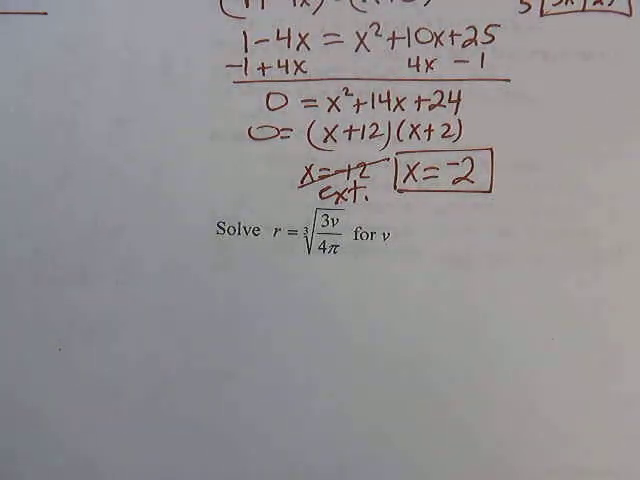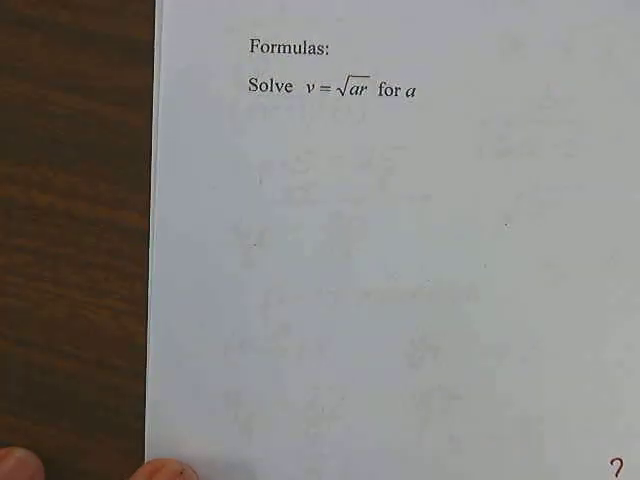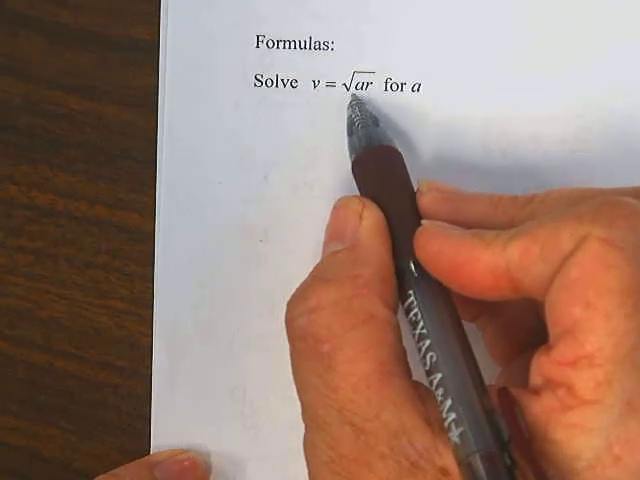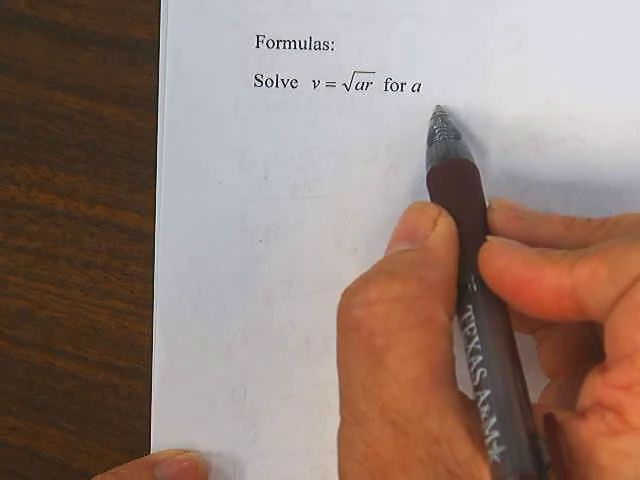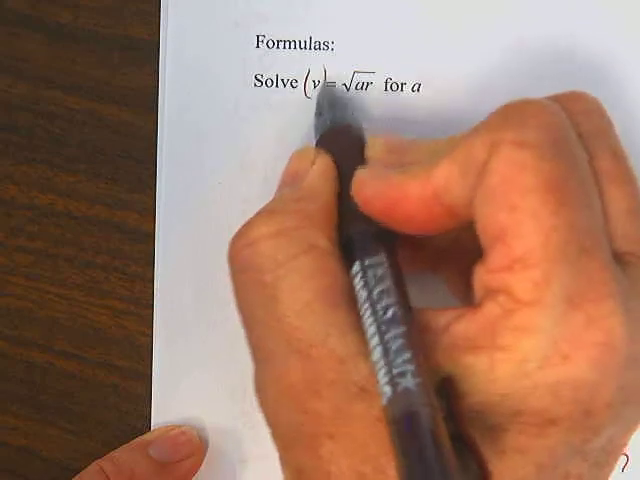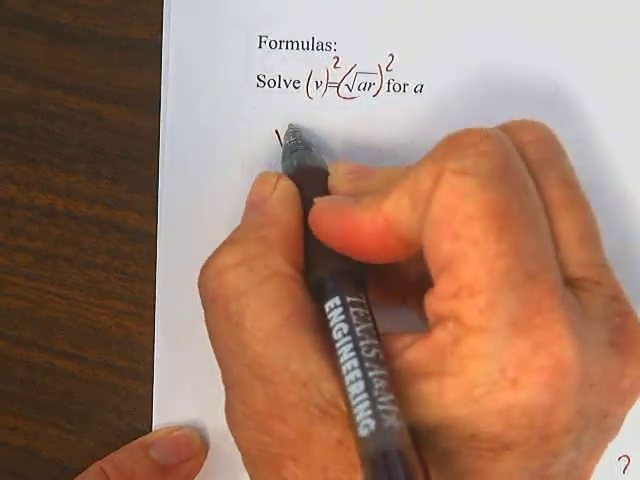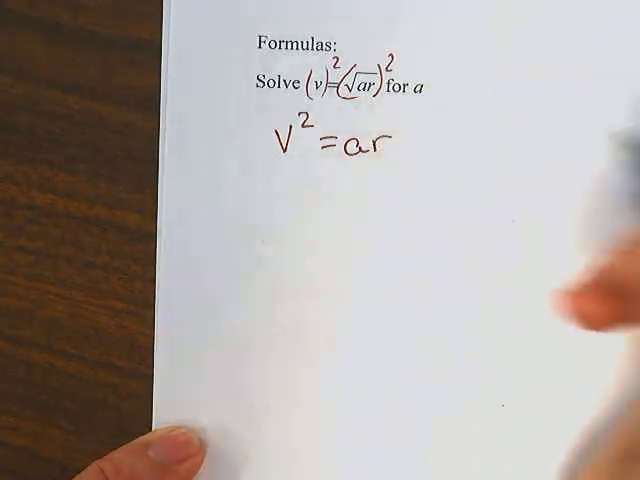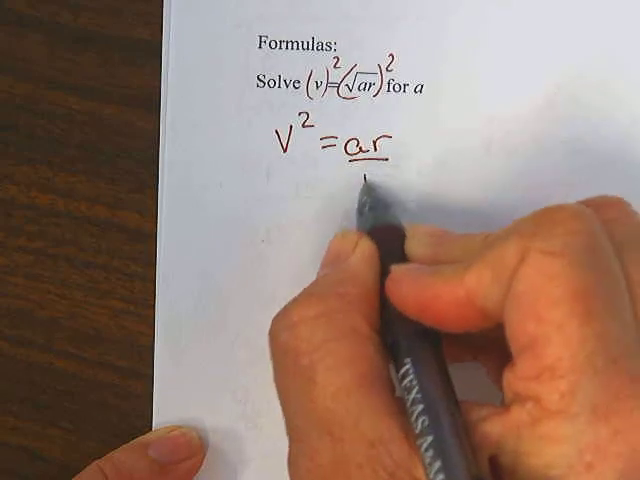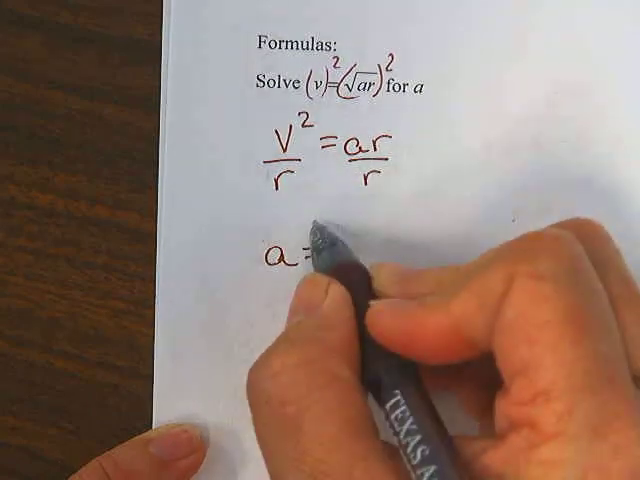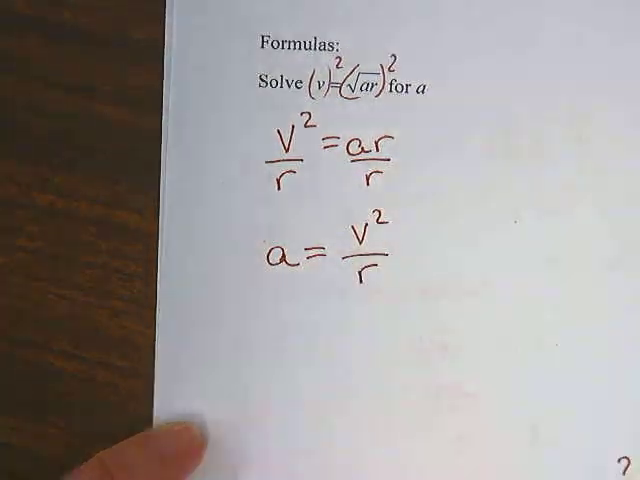Okay, let's go on to our last 2 equations here. And these are both formulas. Let's see if you recognize what they might be for. So this one, v equals square root of a times r. I want to solve for a. So a is under the radical, and my radical is by itself. I can go ahead and just square both sides. So v squared is equal to a times r. I need a by itself, so let's divide both sides by r. And I get a, which I just switched to the other side, is v squared divided by r.